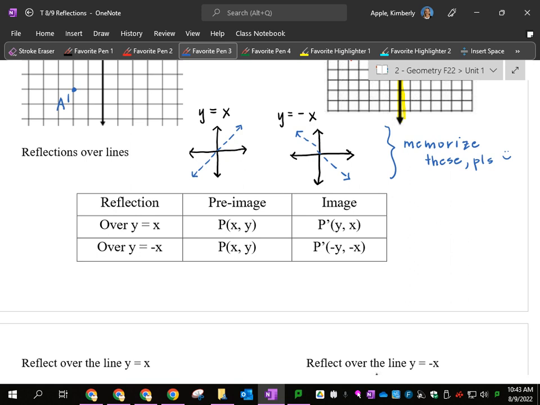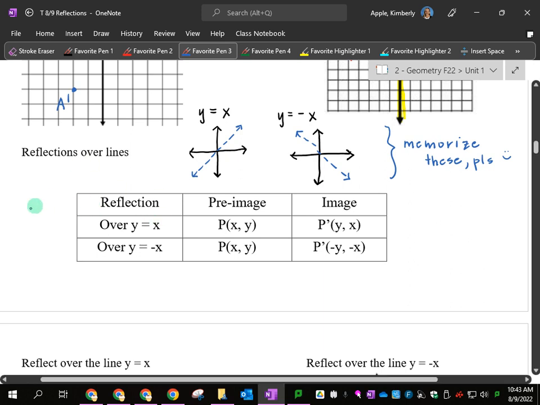Why is it important to know these lines? Well, because we're going to be reflecting things over them, and you're going to have to draw them for me. Because notice the next set of rules are to reflect over y equals x and to reflect over y equals -x. So we have some new instructions. Let's interpret these into words.